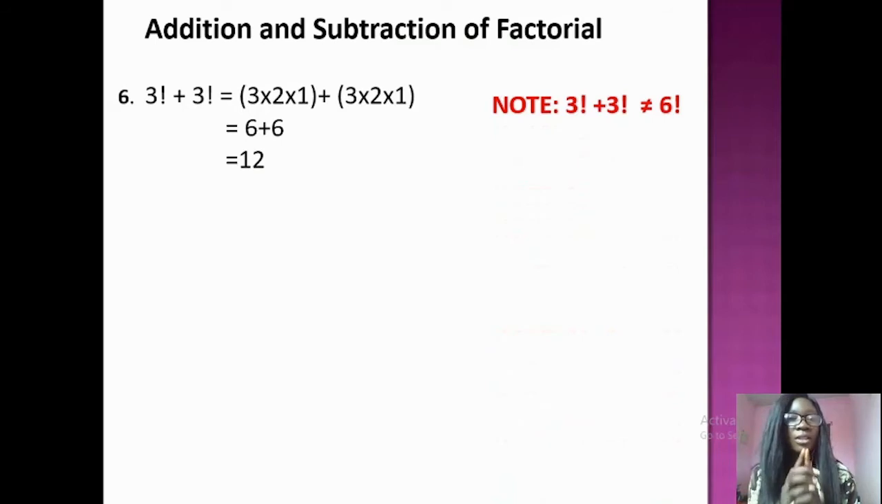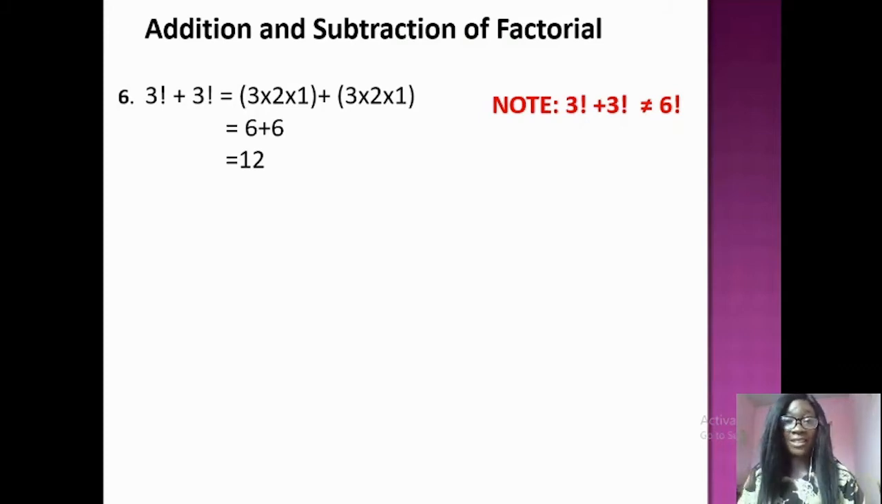No, I will not agree. I will just give you a big bat, a big one. And I will not even give you any smiling face or any star. I'm going to give you an ugly face this time around. So 3 factorial plus 3 factorial is not equal to 6 factorial.